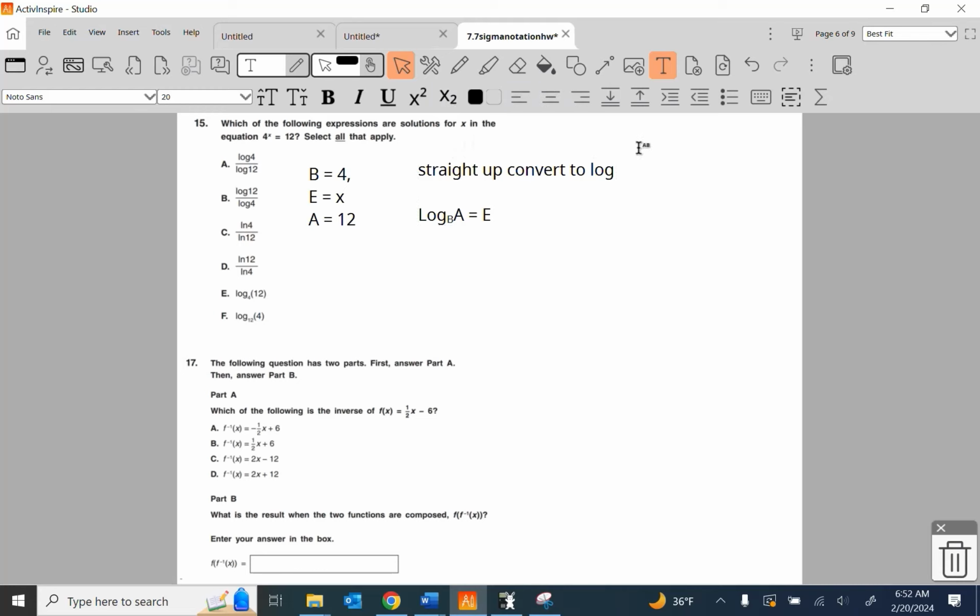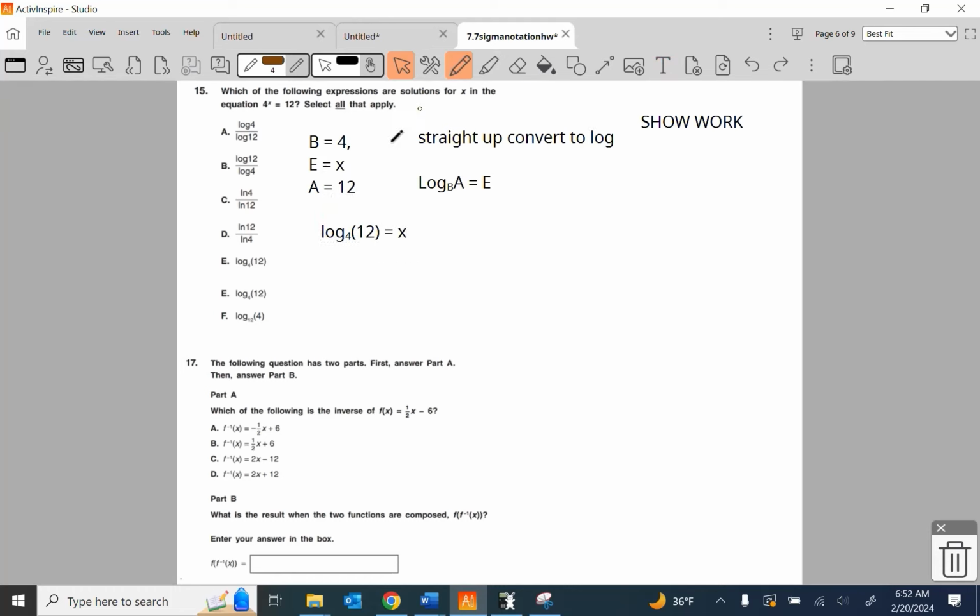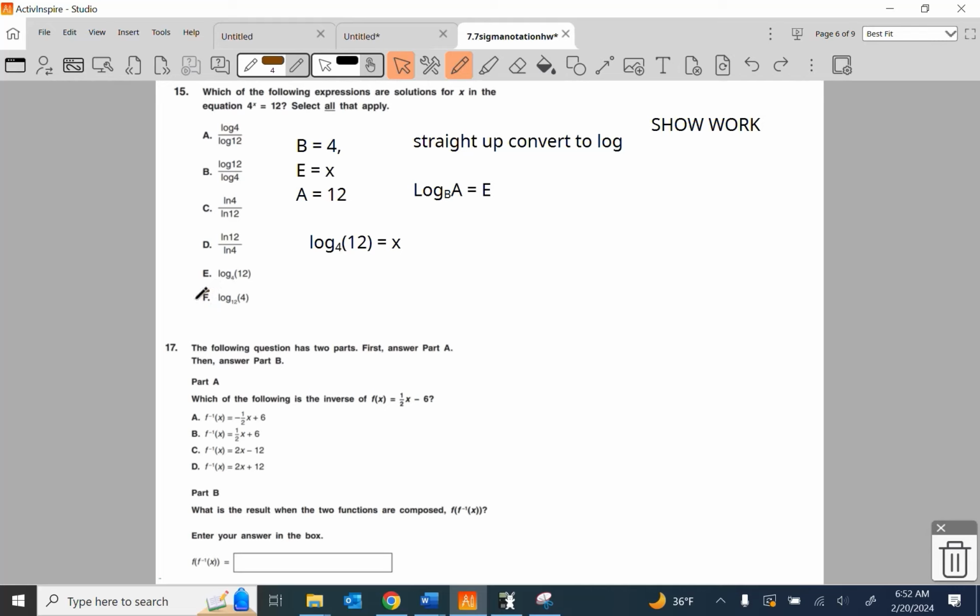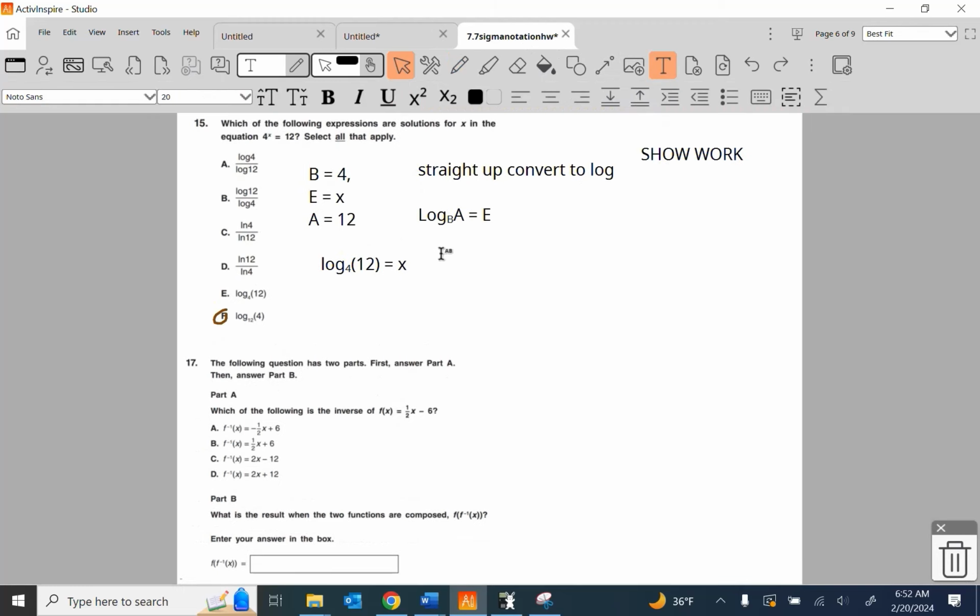By the way, you are required to show work. So I have a log of base 4 whose argument is 12 and it equals x. So that means that this is a choice because it's solved for x, right? Solutions for x. Other things I can do here is I know change of base.